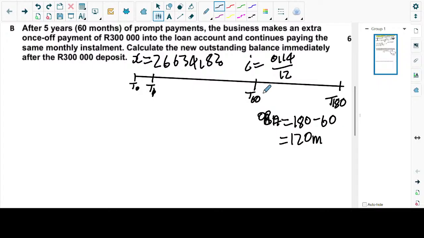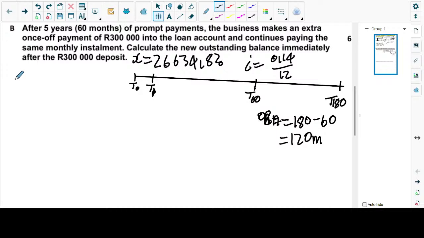So how will the bank calculate how much we still owe? They're going to use the present value formula, pretending as if we're taking the payment for 120 months. So it's exactly like at T0, but the difference here is that instead of T0, we're at T60, and we're still left with 120 months. Does that make sense? Yeah, it makes sense.